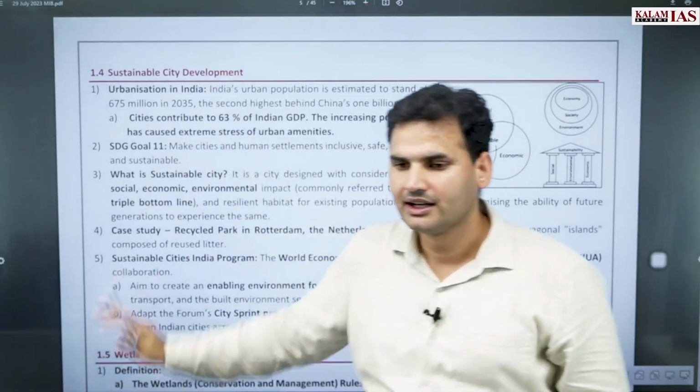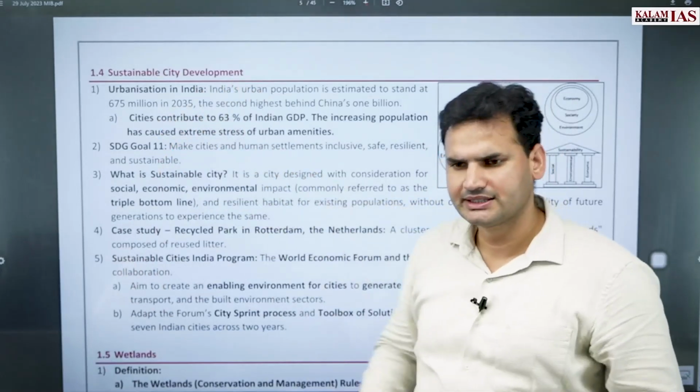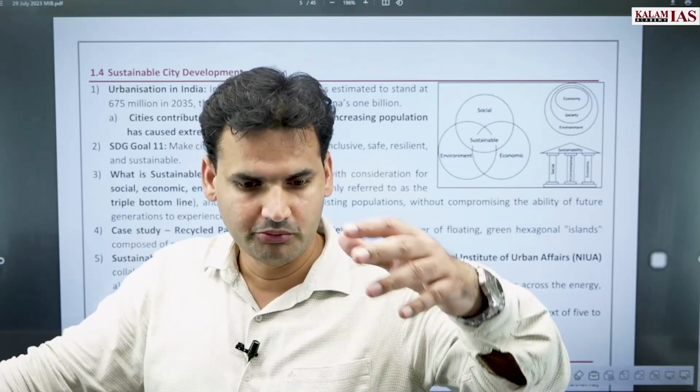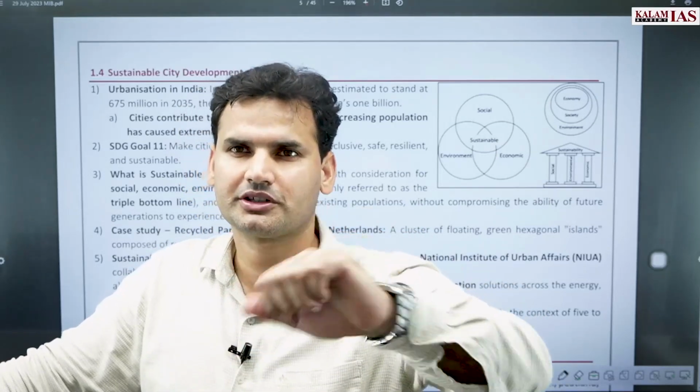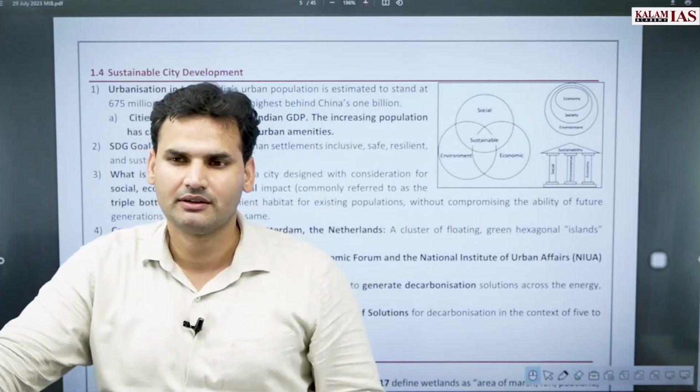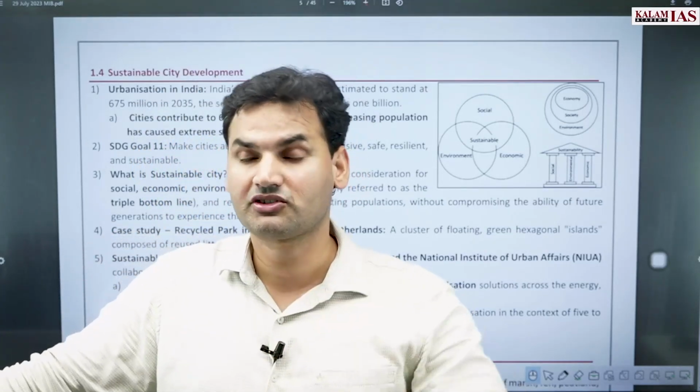Next and very important, sustainable city development. सब पढ़ के आए होंगे sustainable development to meet the present generation demand, also the future demand. But this definition was given by which commission? 1987 Brundtland Commission. Must remember this fact.